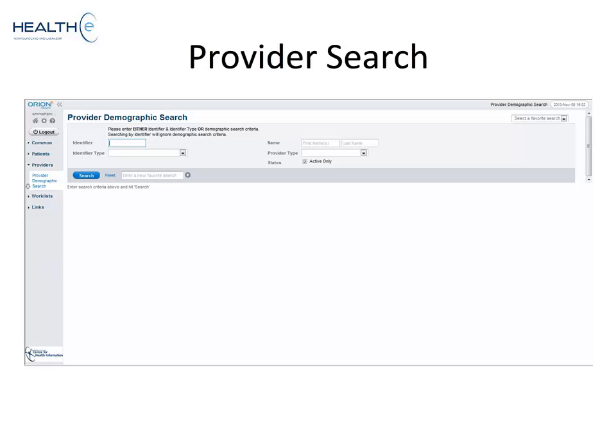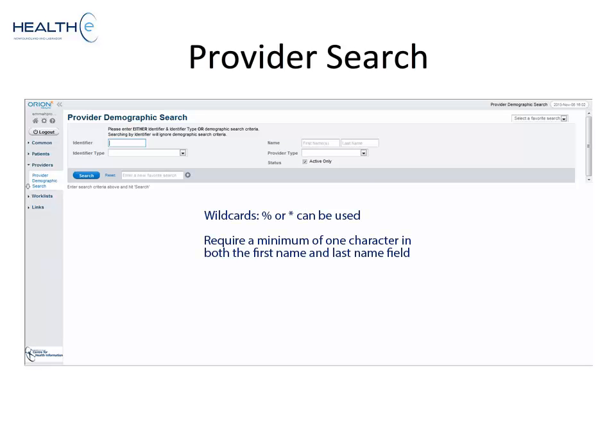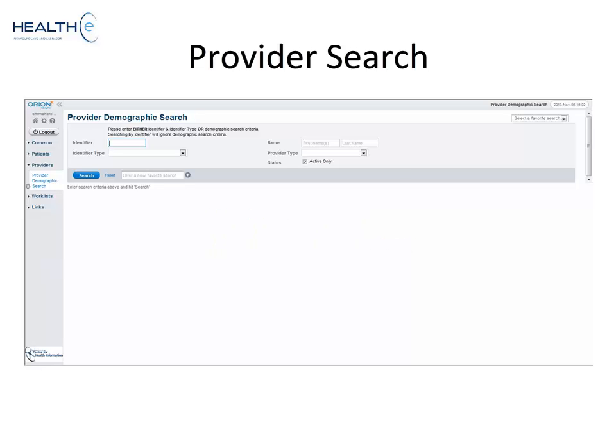When searching by provider demographics, the user must enter both the first and last name, or enter both the last name and provider type. Wildcards, % or asterisk, can also be used to search for a provider. To use wildcards, you must have a minimum of 1 character and a wildcard. As well, characters in both the first and last name fields are required. A maximum of 100 search results are returned.